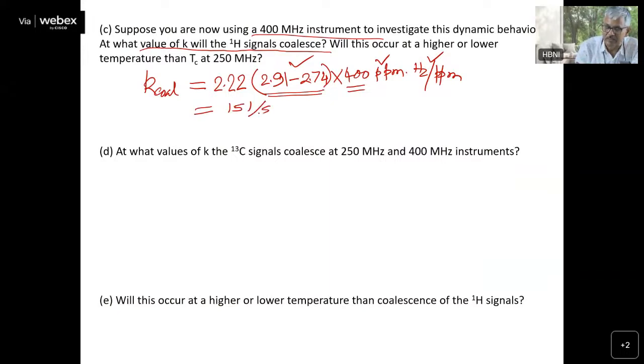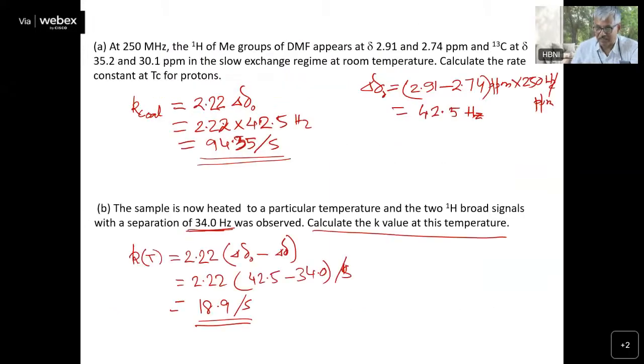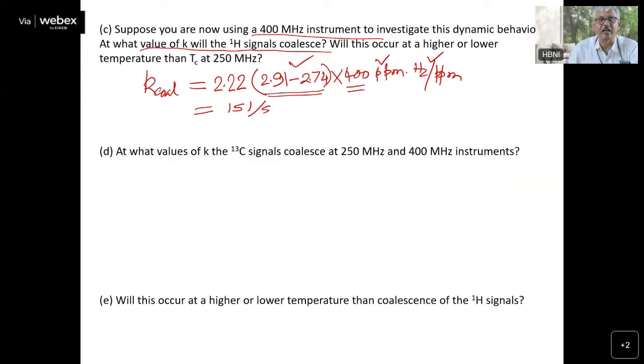per second. See, compared to 250 megahertz, now with 400 megahertz the coalescence rate has increased. So automatically it will require higher temperature, because rate constant is directly proportional to temperature. So it will require higher temperature.